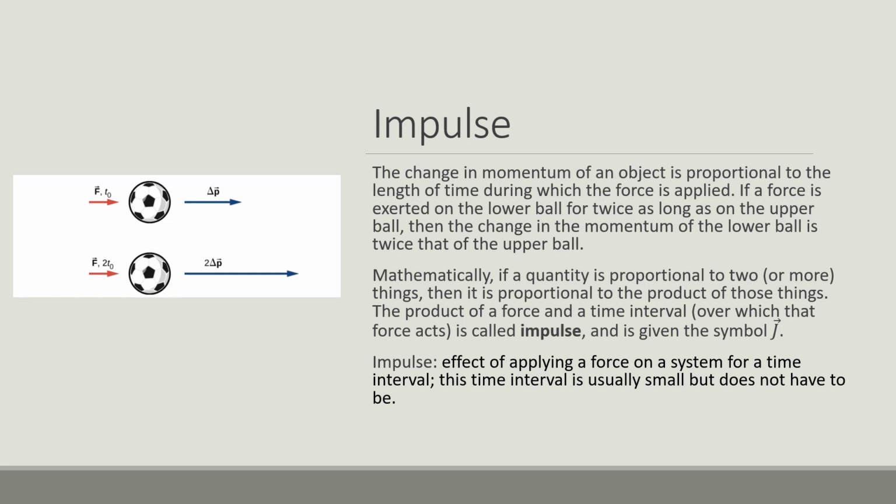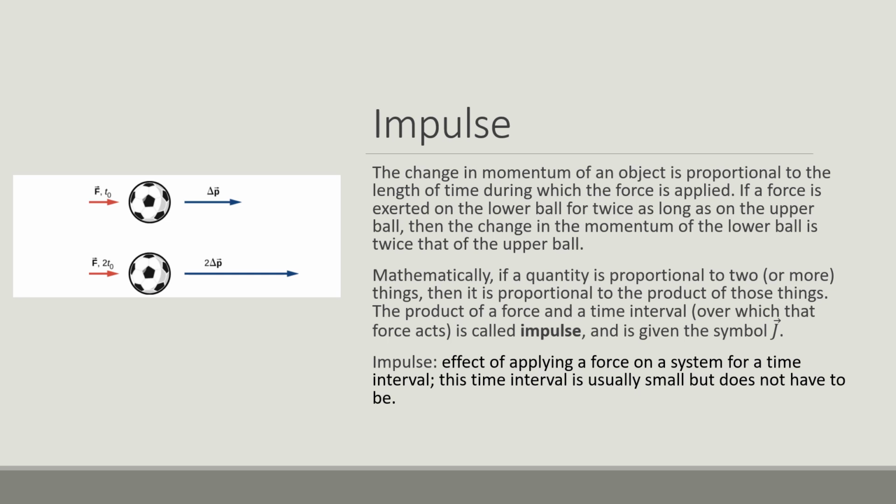Impulse. The change in momentum of an object is proportional to the length of time during which the force is applied. If a force is exerted on the lower ball for twice as long as on the upper ball, then the change in momentum of the lower ball is twice that of the upper ball. Mathematically, if a quantity is proportional to two or more things, then it is proportional to the product of those things. The product of a force and a time interval over which that force acts is called impulse and is given the symbol J.